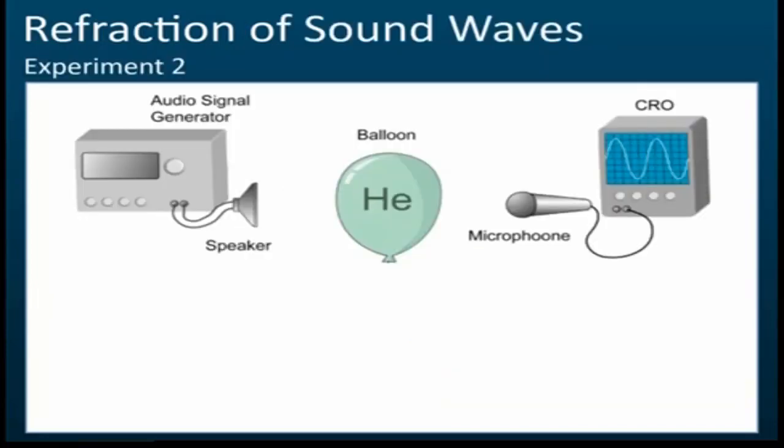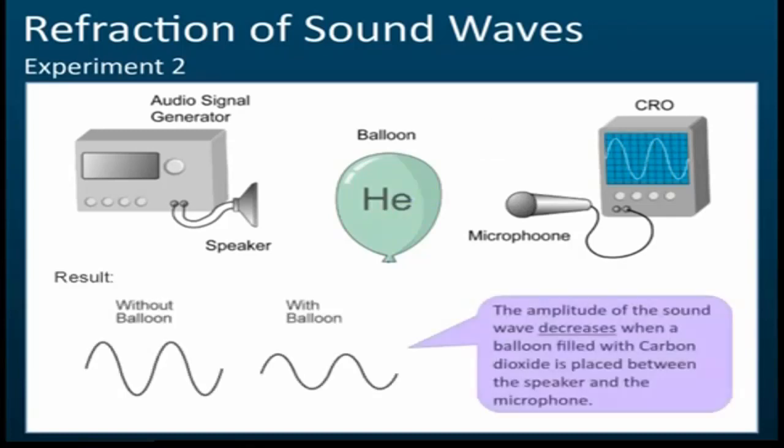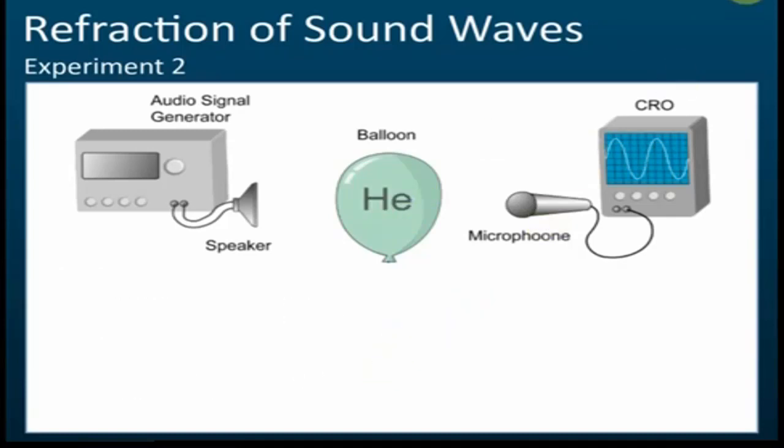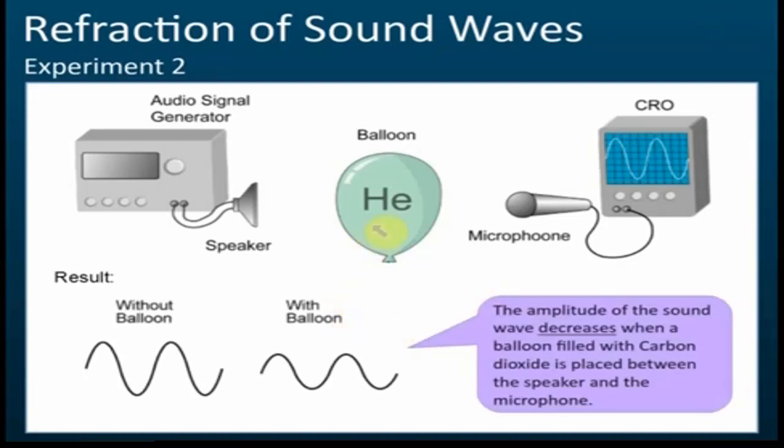The second experiment: this time we fill the balloon with helium gas, and we found that the result is different. With the balloon, the amplitude becomes lower. Just now with carbon dioxide, the amplitude was higher, right? And with helium gas, the amplitude becomes lower.